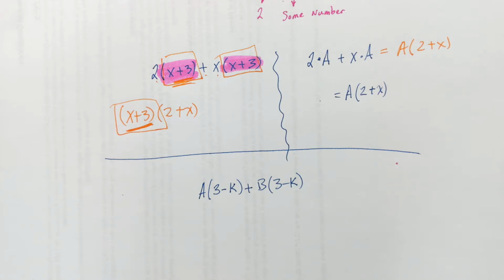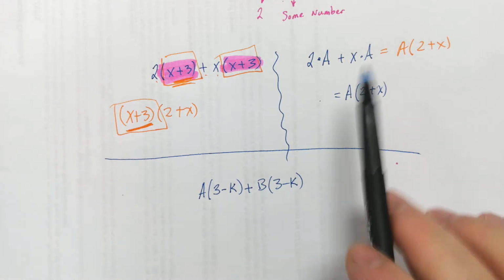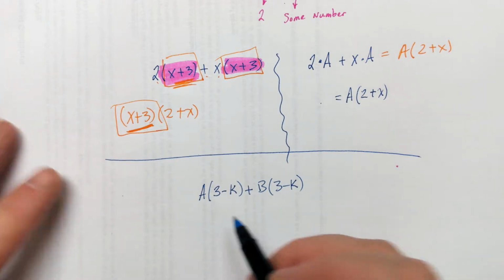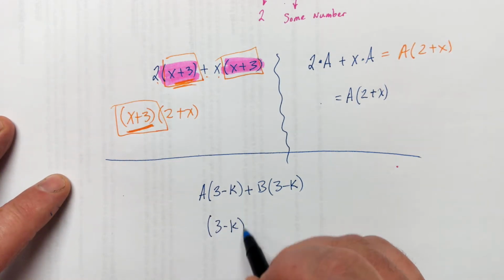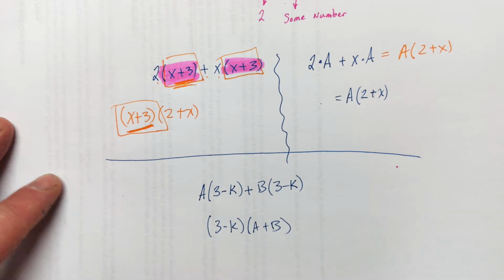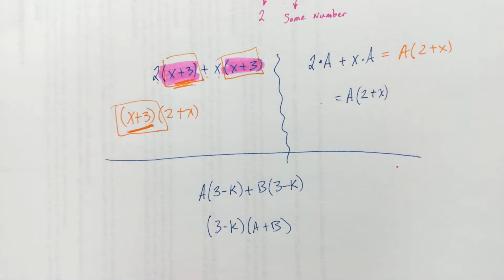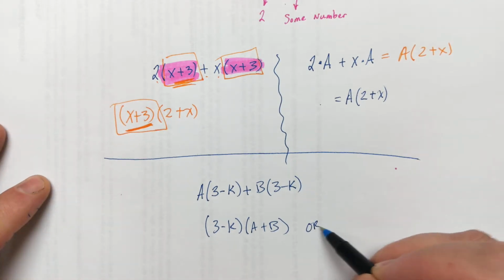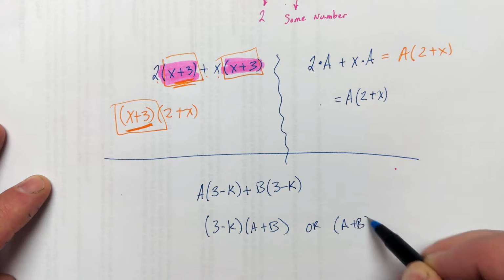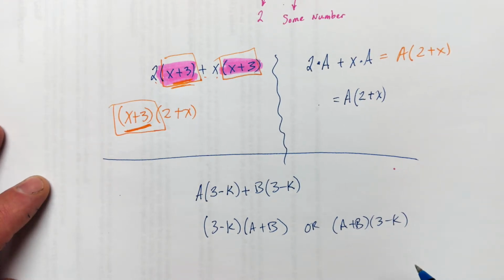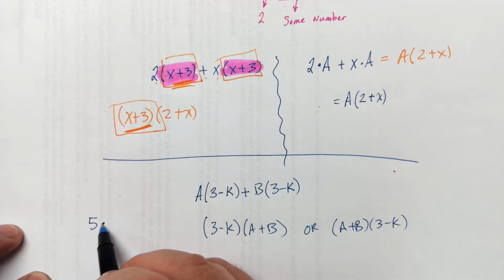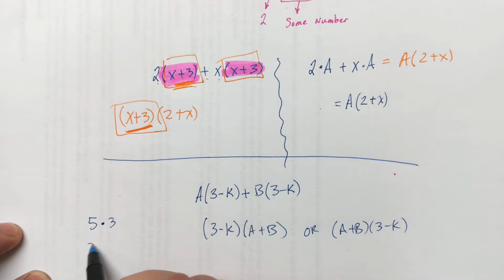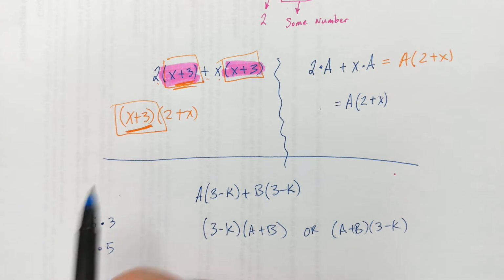What do they have in common? 3 minus k in a group, right? So that's what you're going to write on the outside. That's what you're going to take out, just like you took the a out. A plus b. Like that. But what if we put it backwards, like a plus b? So you want to know, could I write a plus b times 3 minus k? What's 5 times 3? Is 3 times 5 the same? Does it matter which goes first? So it doesn't matter. Either way is the same.